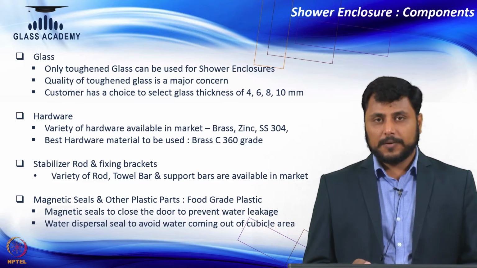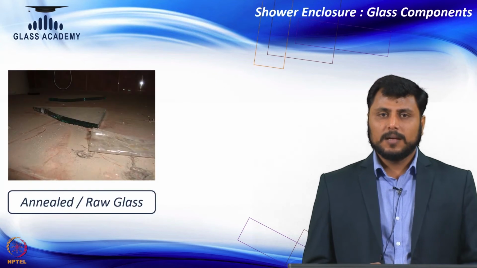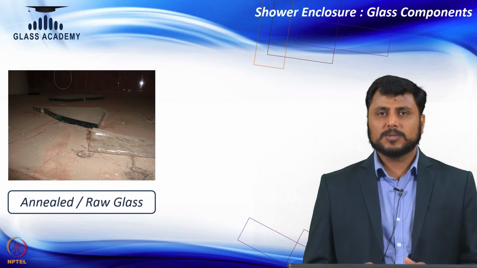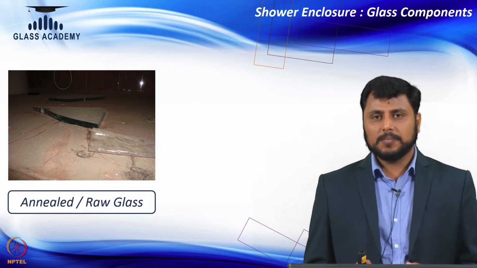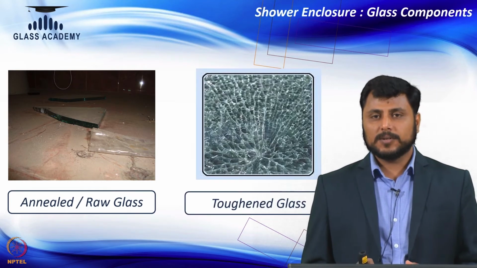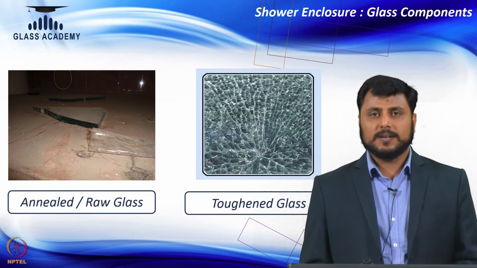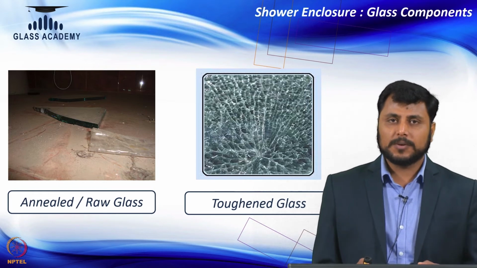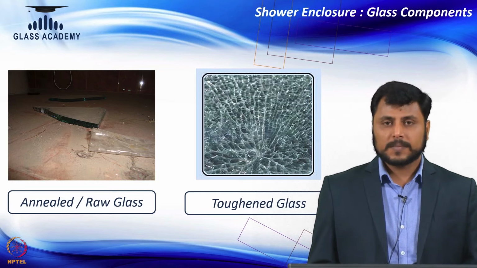Let us study them one by one, starting with glass. Here you can see annealed glass, generally called raw glass, which is mostly used in windows. If a window breaks, it breaks into big pieces, whereas toughened glass, shown in parallel, breaks into small crystals that have dull edges. So if they come onto your body, the risk of injury is very low.